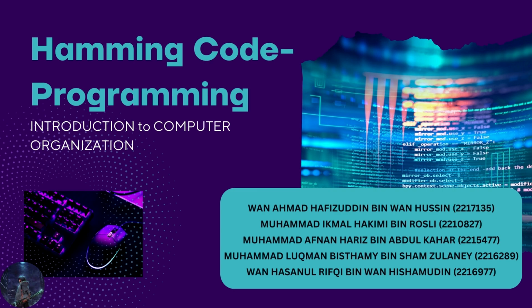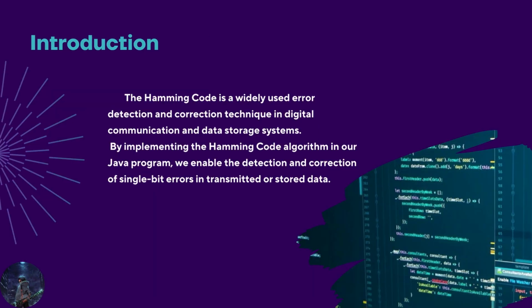Today we will present our group project for the introduction to computer organization, which the topic is Hamming code programming. The Hamming code is used to detect error and correct techniques in digital communication and data storage systems. By implementing the Hamming code in our Java program, we can enable the detection and correction of single bit errors in transmitted or stored data.